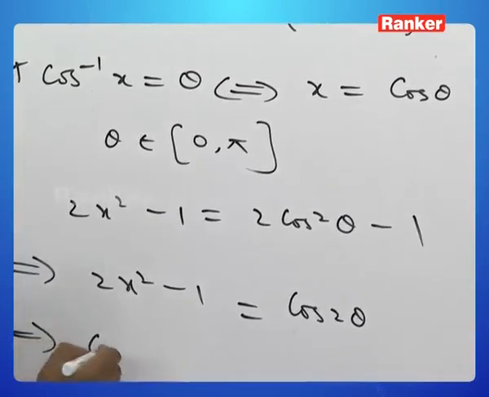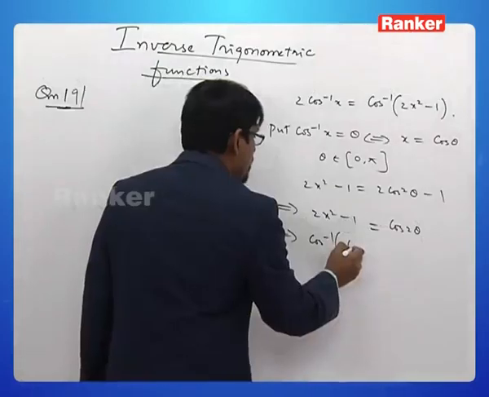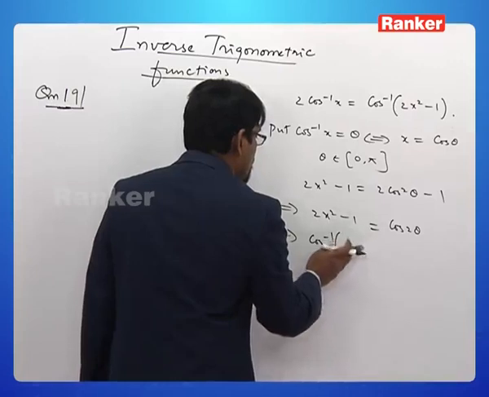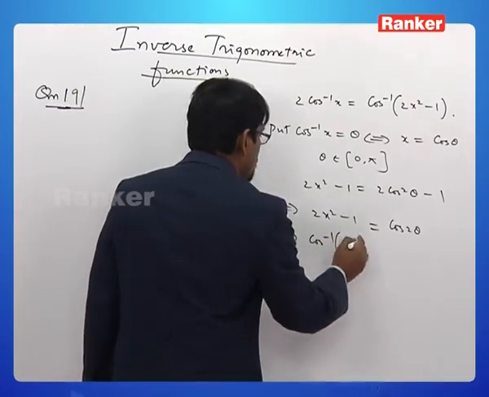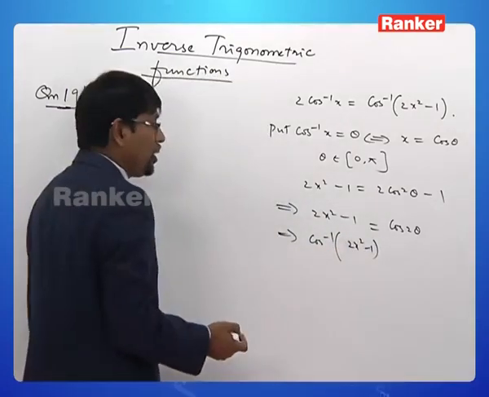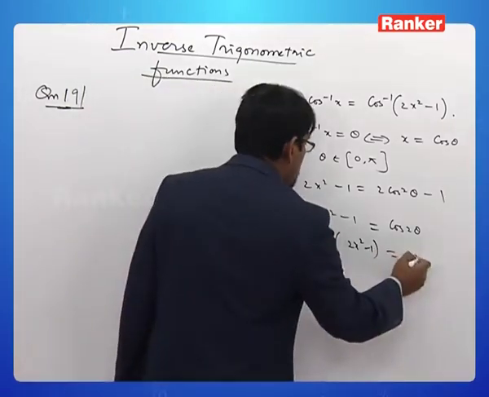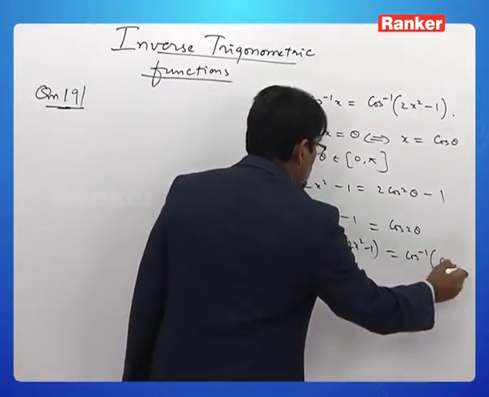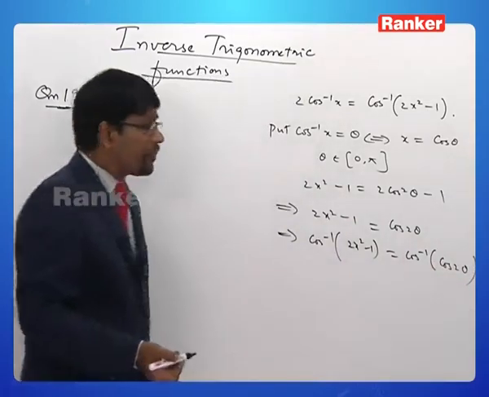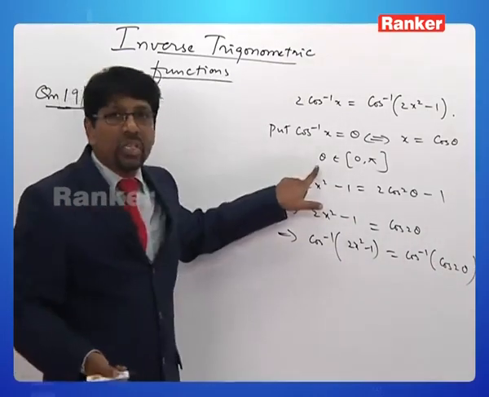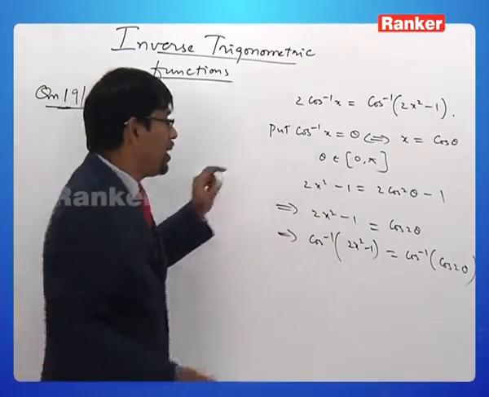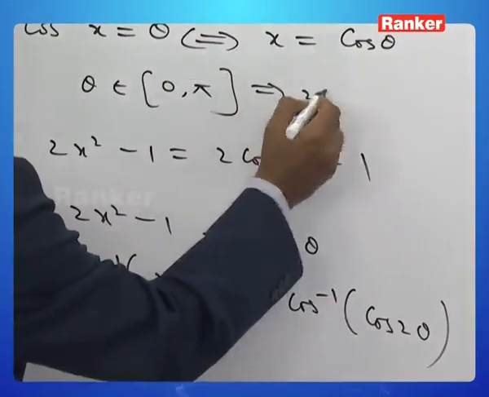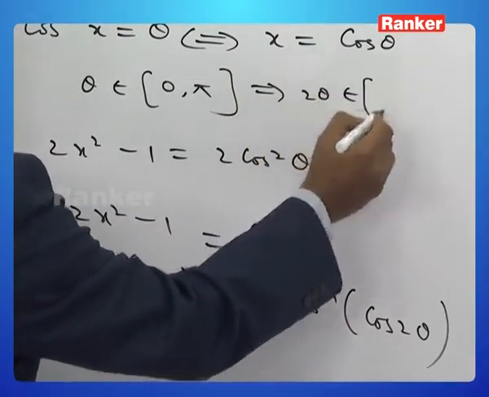So let's apply cos inverse both sides. Cos inverse of 2x squared minus 1 is what you want here. I'm looking at the right hand side. That will be cos inverse of cos 2 theta. Now we need to give a pause here. We know that theta lies between 0 to pi. This would only imply that 2 theta will lie between 0 to 2 pi.